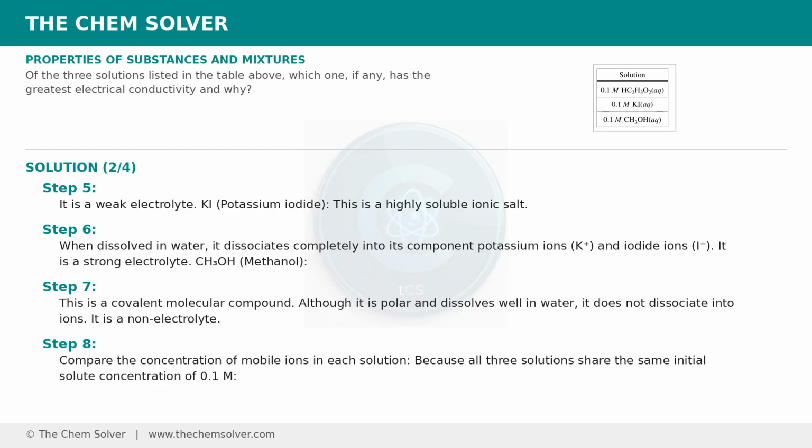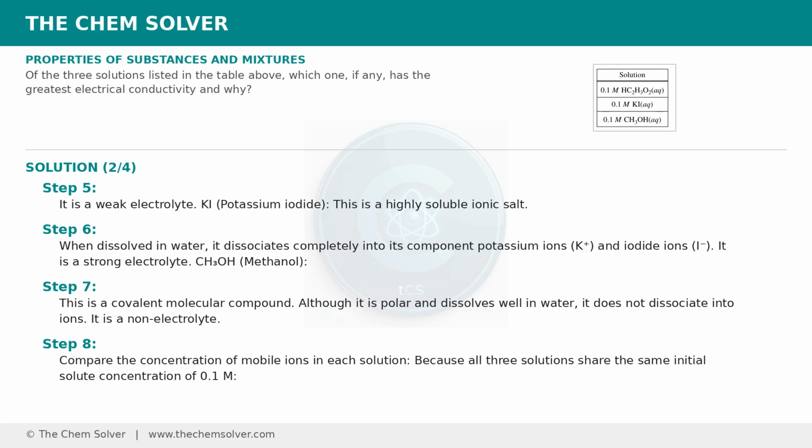KI, potassium iodide. This is a highly soluble ionic salt. When dissolved in water, it dissociates completely into its component potassium ions, K+, and iodide ions, I-. It is a strong electrolyte.